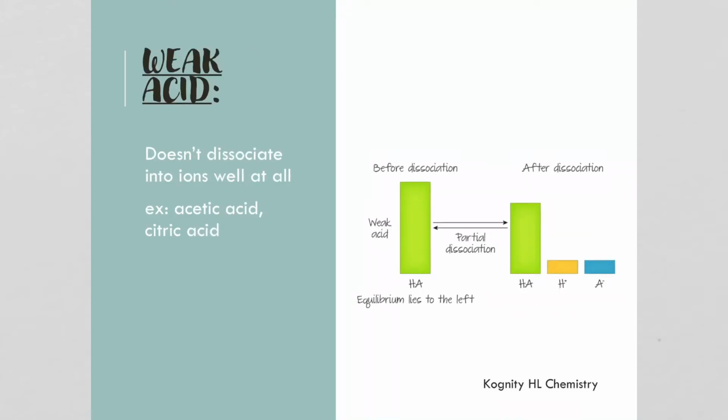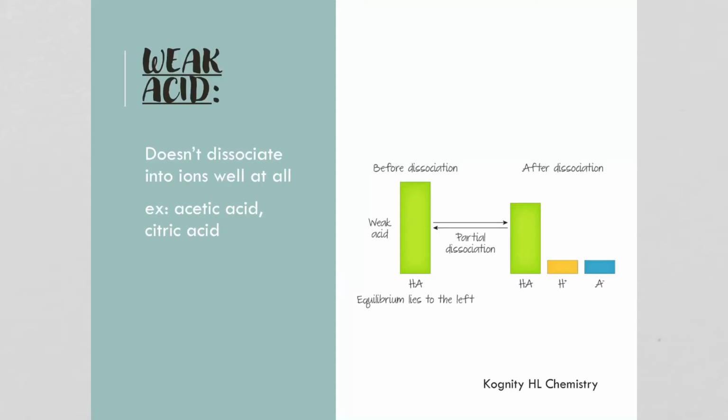In a weak acid, it doesn't dissociate into ions well at all. So you start with your weak acid. It'll partially dissociate, but you still have some of the acid left and then just some protons and some anions. And then this reaction is going to go back and forth. So some of it will dissociate, but then it'll reform back to the acid and it'll just go back and forth like this. So it's not dissociating ions well at all.